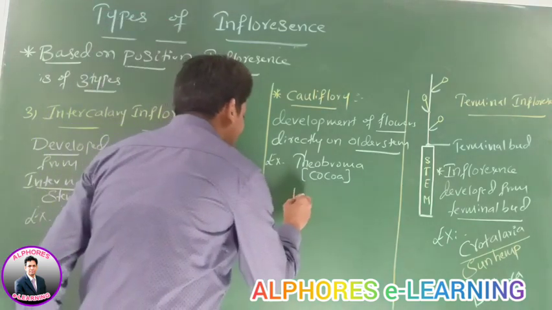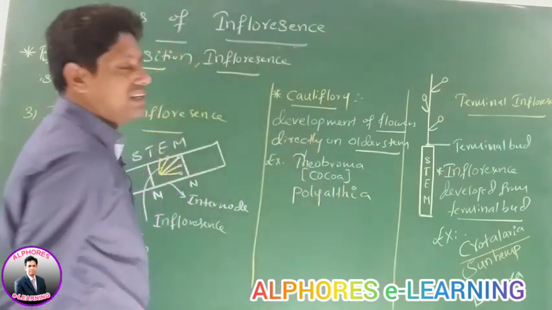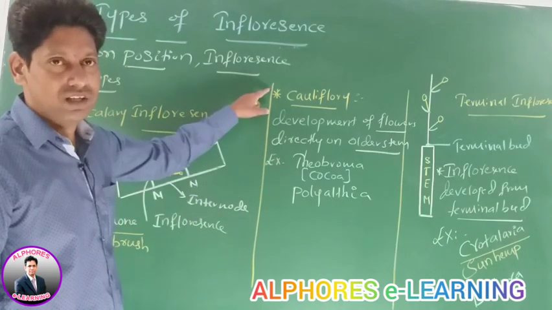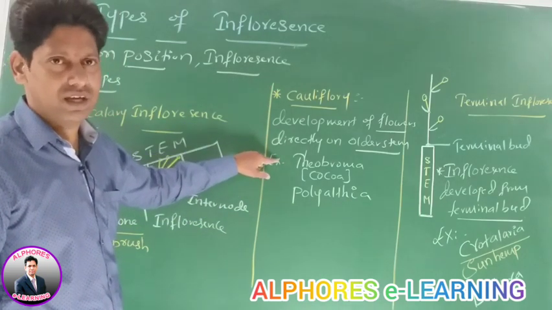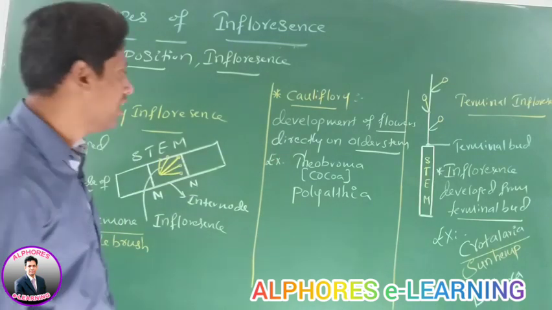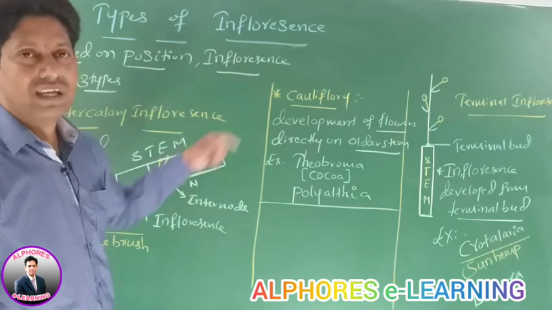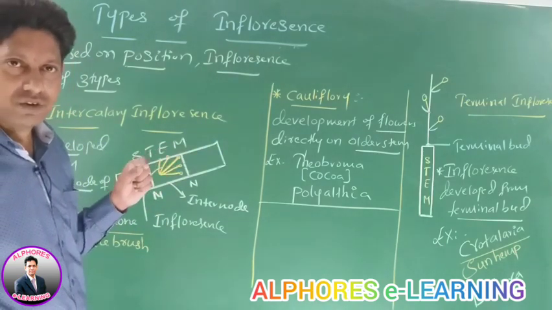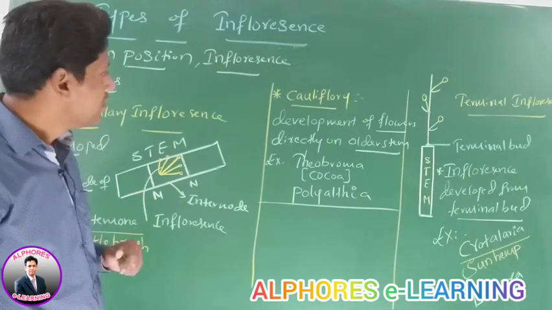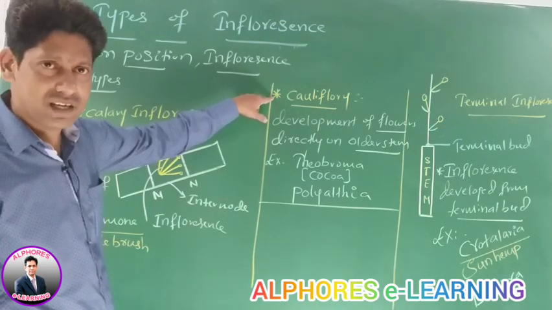Second example is polyalthia. Therefore, Theobroma and polyalthia, these two are examples for cauliflory. Even you can take jackfruit also. Jackfruit, Artocarpus integrifolia, is also an example for cauliflory.